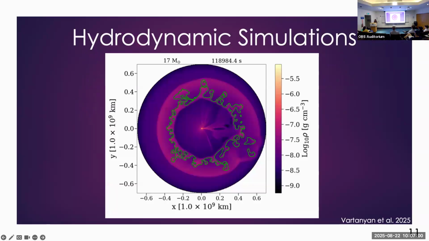To answer this question, I developed three-dimensional hydrodynamic simulations using the code FLASH, and I followed the supernova from shock breakout into the circumstellar material. This is an image of my initial condition, which is a 17 solar mass progenitor.